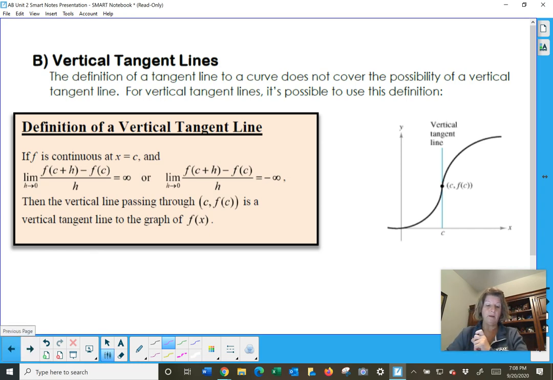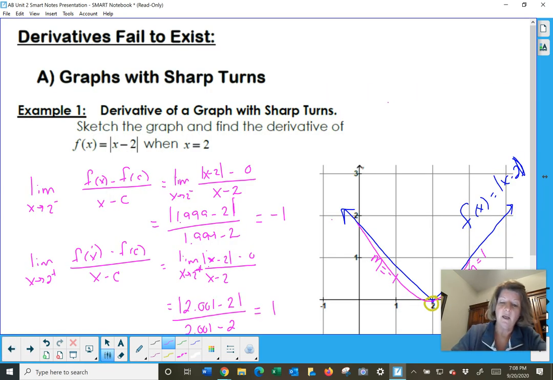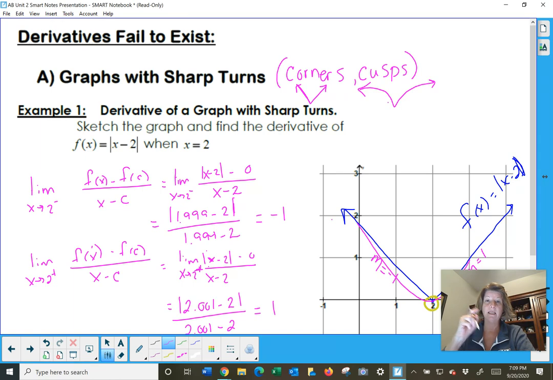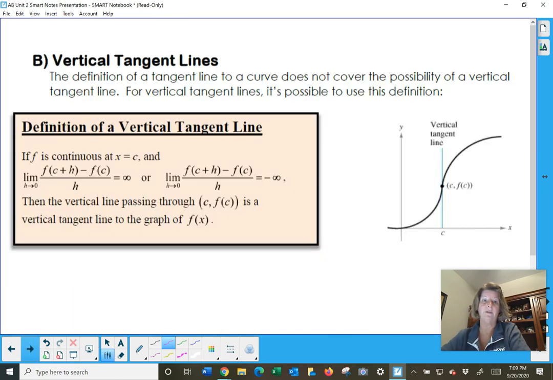The other place that this can occur, graphs with sharp turns, can be corners like we saw in the absolute value. They can also be a cusp. A cusp has more of a curved feel to it than a corner, which is a straight line coming in and a straight line leaving. So cusps and corners are where derivatives fail to exist.